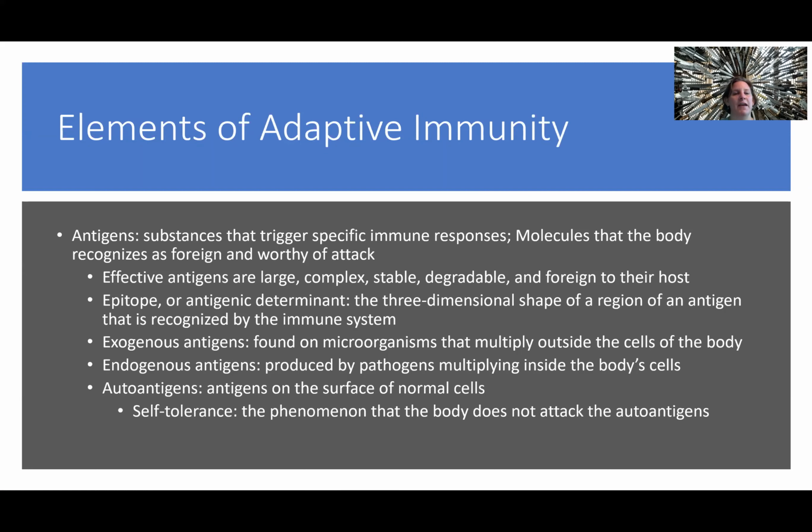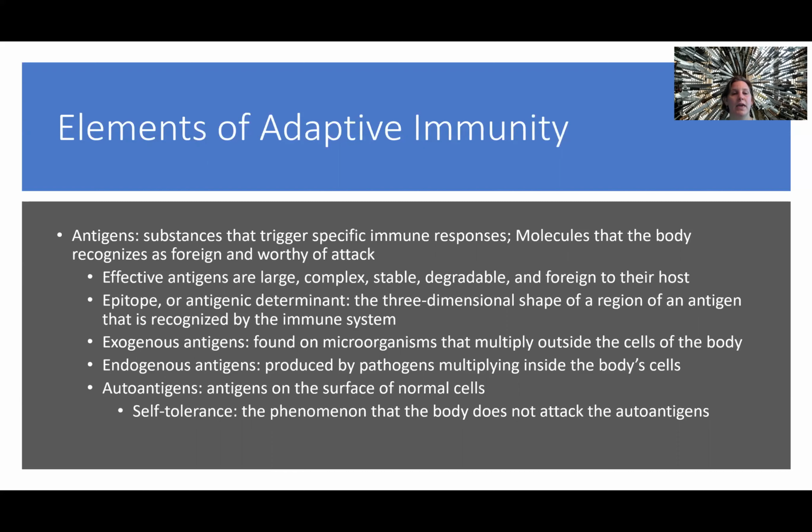Now, effective antigens are large, complex, stable, degradable, and foreign to the host. So therefore, you don't have cross attack where the immune system has recognized something that is actually you and attacks it like it's foreign. So effective antigens need to be recognized as foreign. We also have this piece of the antigen called the epitope. That's the three-dimensional shape of the region of the antigen that is recognized by the immune system. So the whole antigen isn't recognized. It's just a specific piece of it, and we call that piece the epitope.